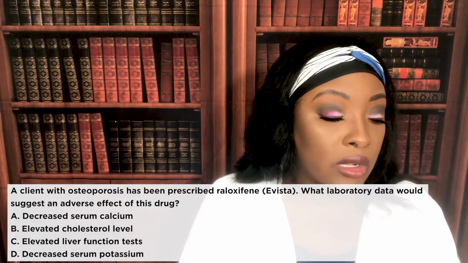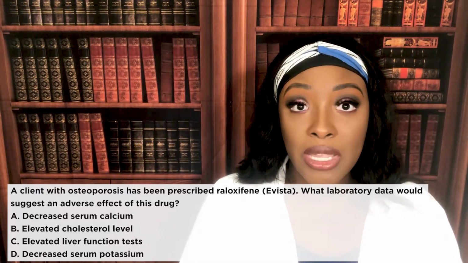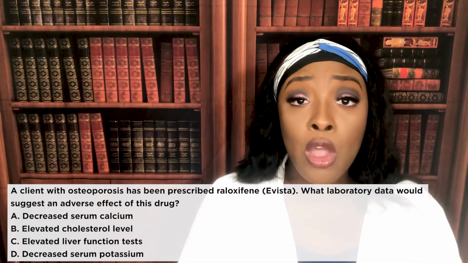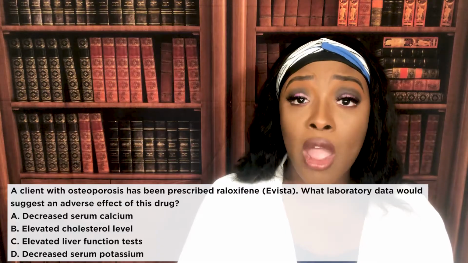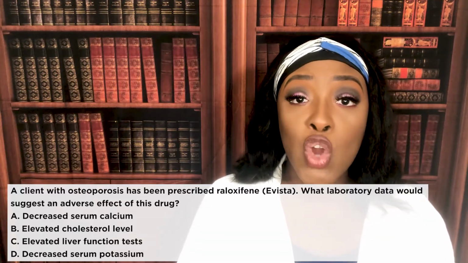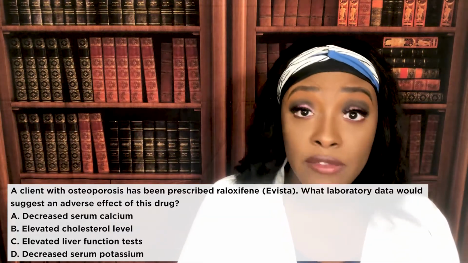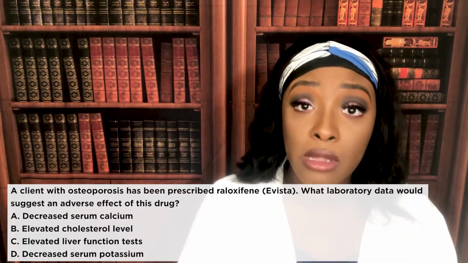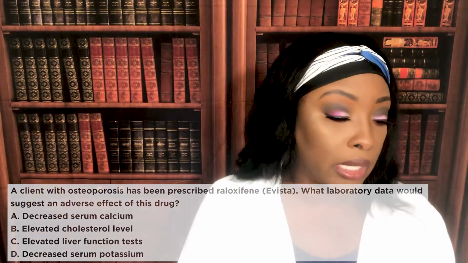And the correct answer is C, elevated liver function test. This medication is hard on the liver, so every 4 to 6 months we have to get those labs drawn and look at those liver function tests, okay? And we want to make sure that the ALT and the AST are not rising, because if they rise, that lets us know that the liver is in trouble, okay? That's an adverse effect that we have to report immediately.